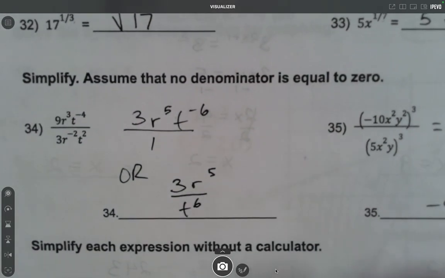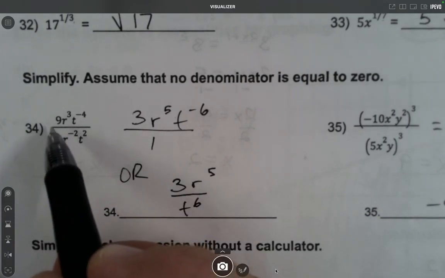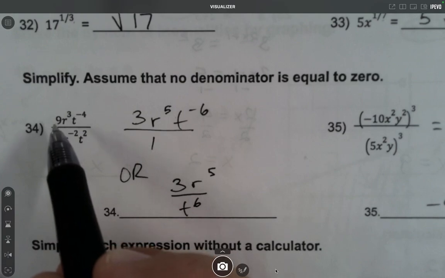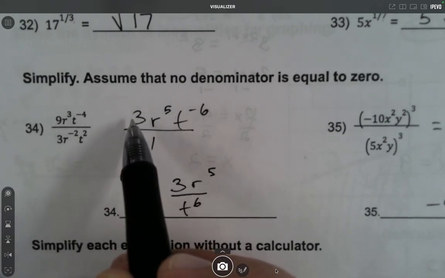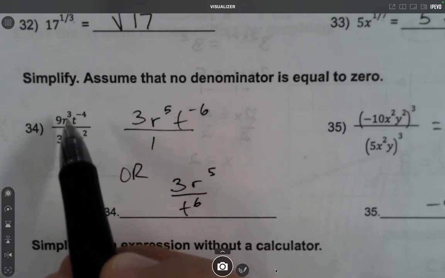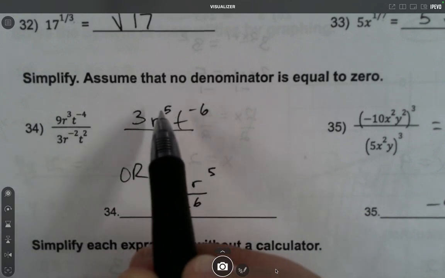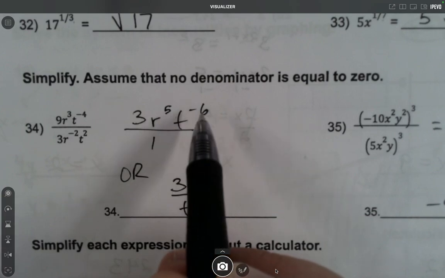Okay, on 34, we're using the exponent rules where we're dividing. Remember, coefficients you just treat like normal, just like you've done since 3rd grade. 9 divided by 3 is 3. But when it comes to the exponents, when you're dividing, you subtract. 3 minus -2 is 5. -4 minus 2 is -6.